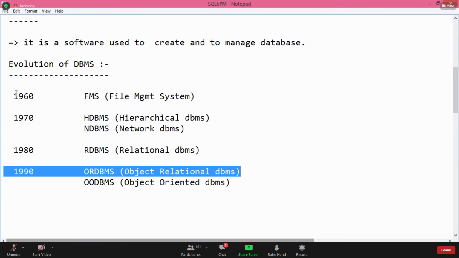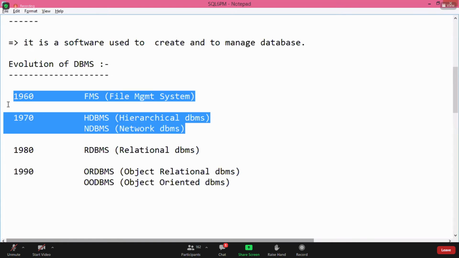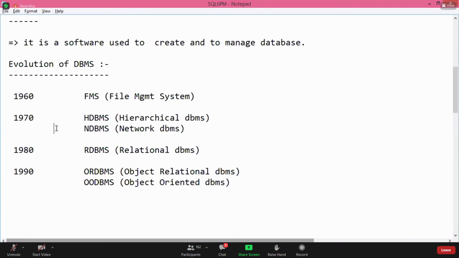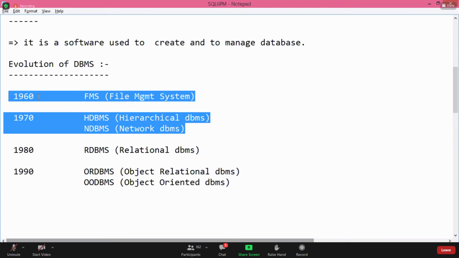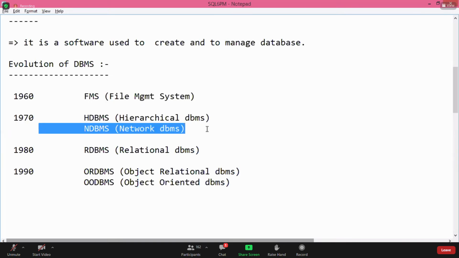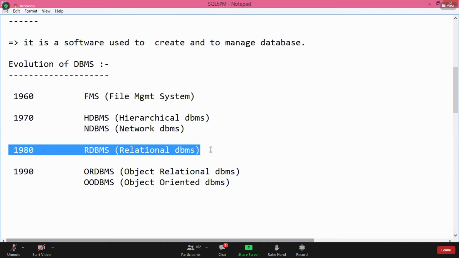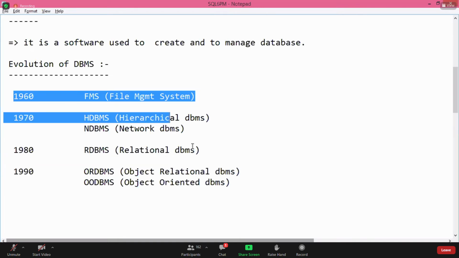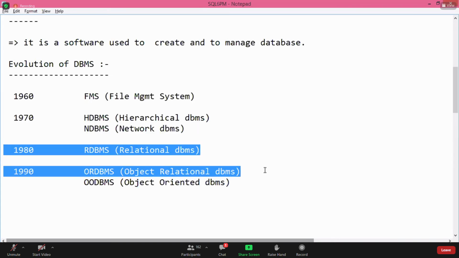These older systems are outdated. File management system is outdated. HDBMS is outdated. NDBMS is outdated. No one uses FMS, HDBMS or NDBMS now. Nowadays, every company uses relational and object relational, that's all. Every company nowadays uses only these two, so the database is relational or object relational.